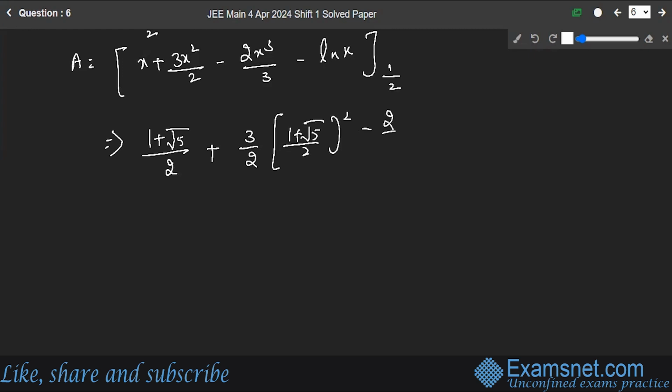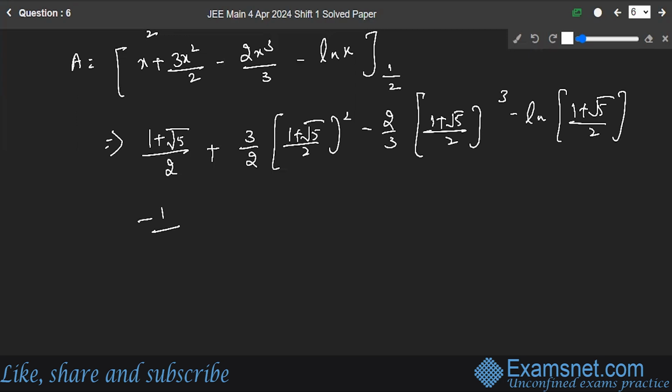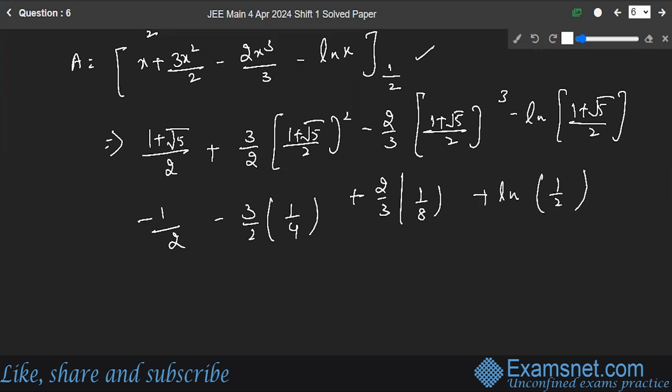this square minus this multiplied by this minus log of this. Correct. Now minus the lower limit, 1 by 2, 3 by 2 times 1 by 2 square, 2 by 3 times 1 by 2 cube, and this is plus natural log of 1 by 2. So that was your area. Let's open it up. You will have 1 by 2, this 1 by 2, and this 1 by 2, they will cancel out.